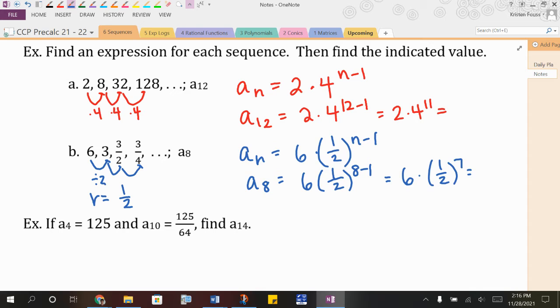Now, I would say on this one, because all of our terms in the sequence are fractions, let's leave our answer as a fraction, please. So again, find 2 to the 7th, do 6 times the 1 over that. So it'll end up just being 6 over whatever 2 to the 7th is.